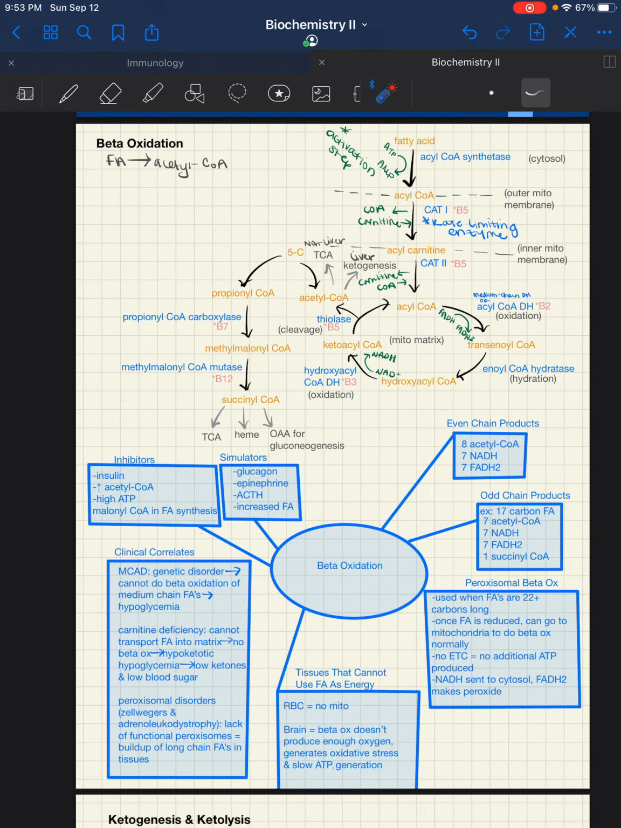So odd chain products. So notice here, even chain, it's 8, 7, 7 if you're working with a 16 carbon fatty acid. And then here for the 17 carbon fatty acid, it's 7, 7, 7, and then 1 succinyl-CoA.